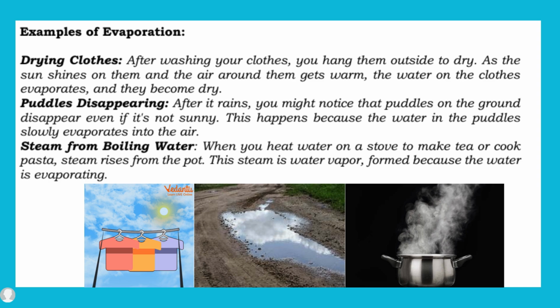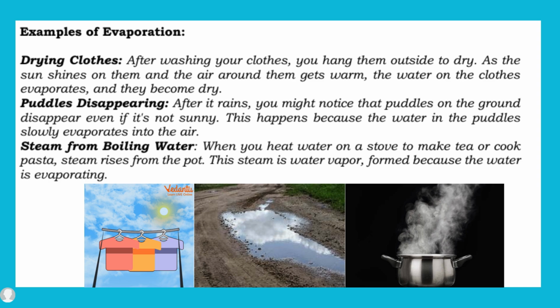The first one is drying clothes. After washing your clothes, you hang them outside to dry. As the sun shines on them and the air around them gets warm, the water on the clothes evaporates and then they become dry. The second one is puddles disappearing.